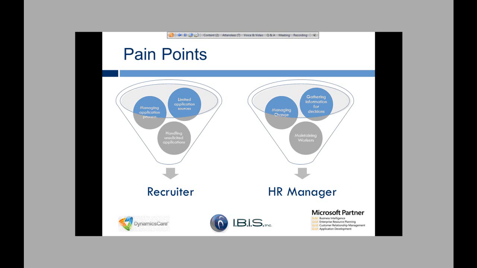And then some pain points we see for HR managers are gathering information to make the decisions for hiring, or benefit information or compensation information, managing change within the organization, and actually maintaining information about the workers. And all six of these pain points are taken care of in R2 in the HR module, and we're going to talk about just a few of them today.